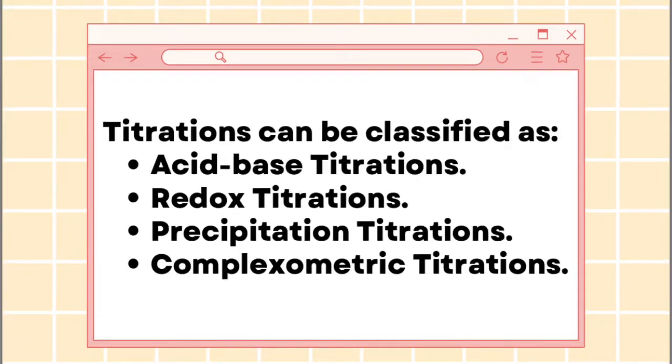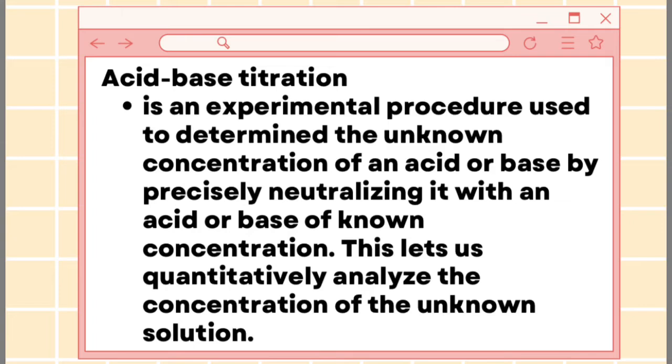And these are the types of titrations: the acid-base titrations, the second one is redox titrations, precipitation titrations, and the last one is complexometric titrations. So the first one, acid-base titration, is an experimental procedure used to determine the unknown concentration of an acid or base by precisely neutralizing it with an acid or base of known concentration. This lets us quantitatively analyze the concentration of the unknown solution.